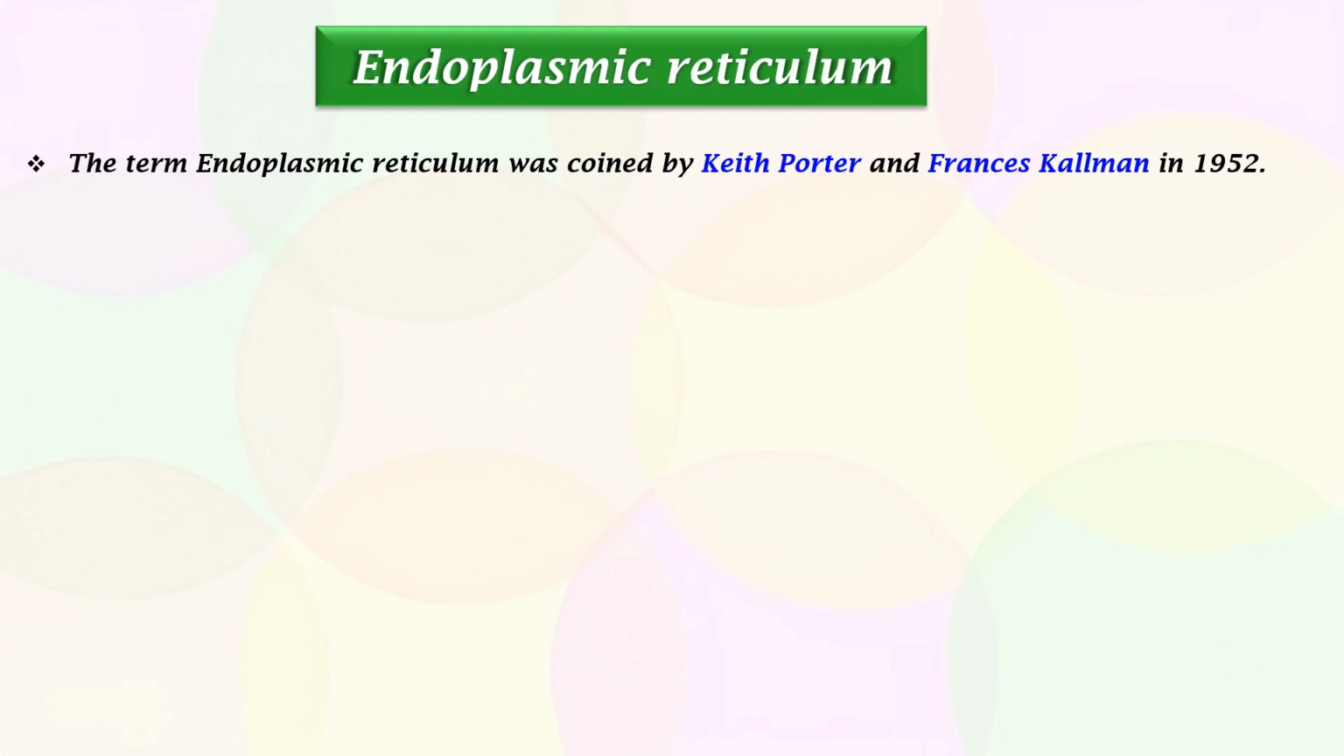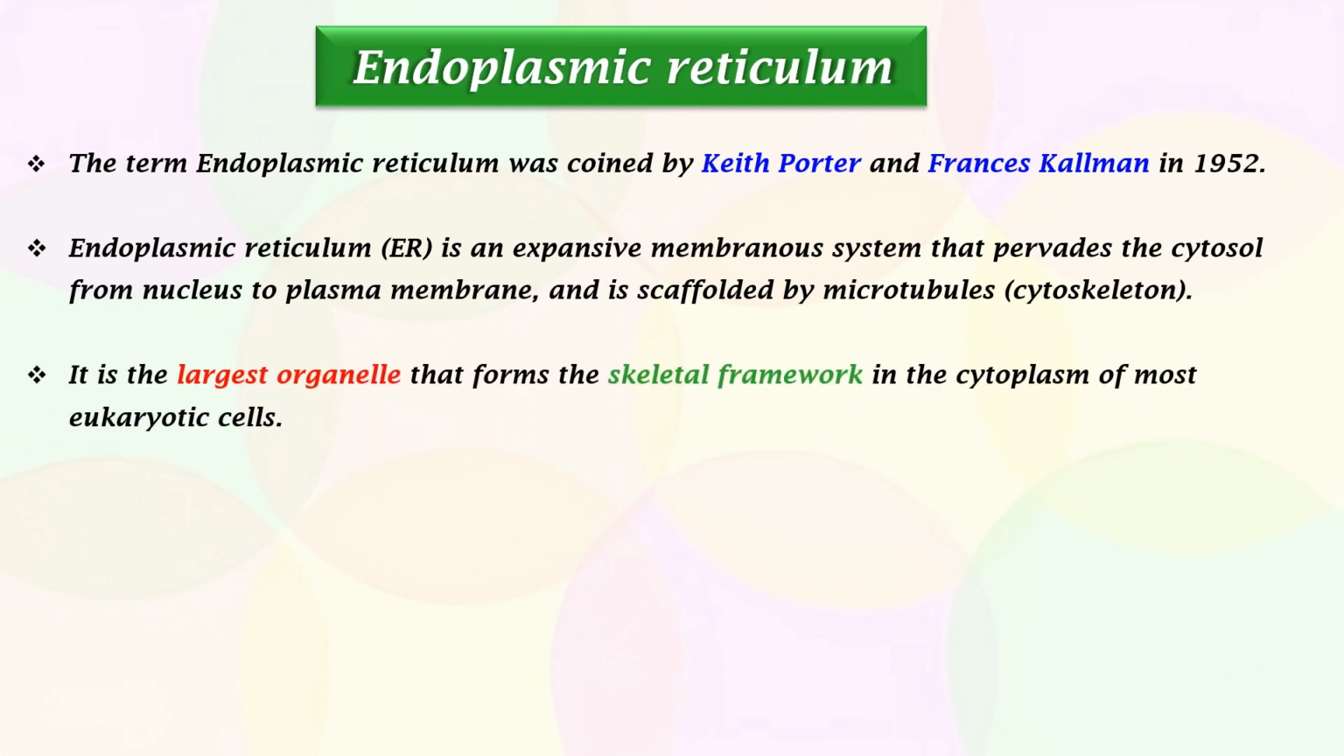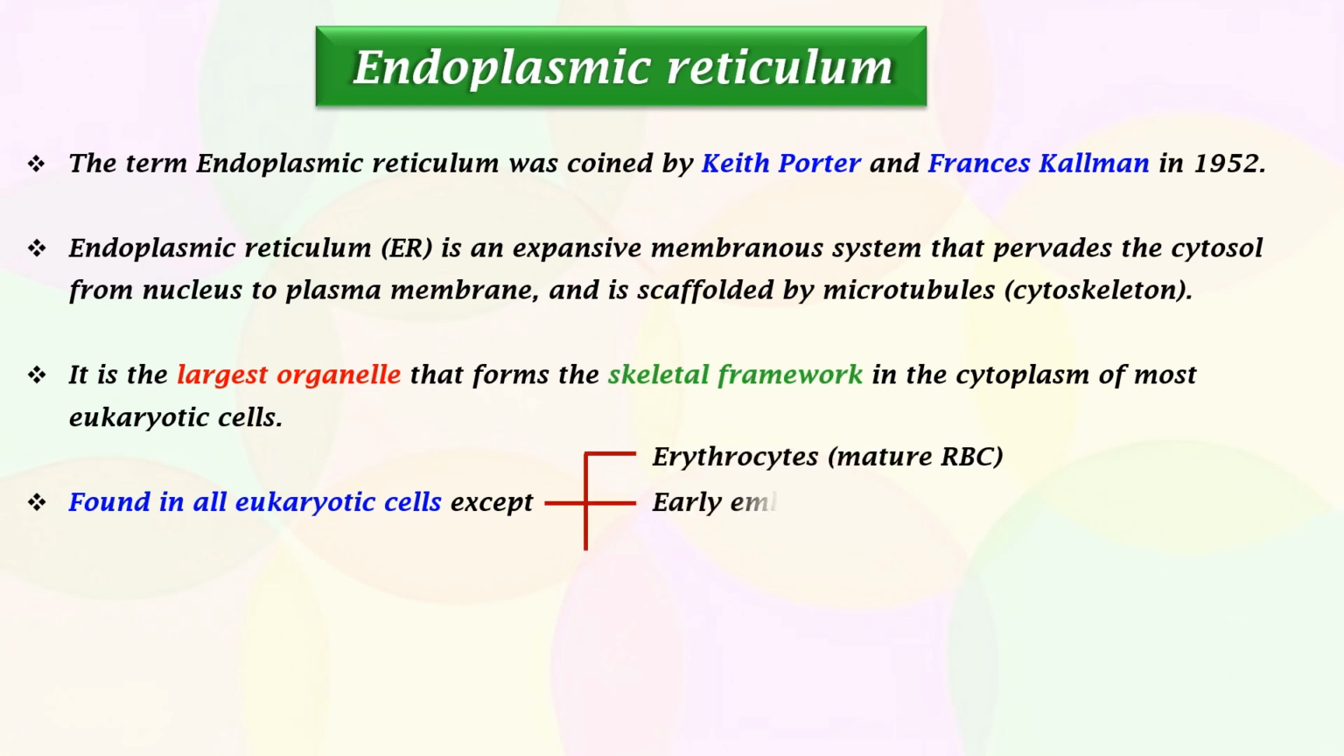The term endoplasmic reticulum was coined by Keith Porter and Francis Cullman in the year 1952. Endoplasmic reticulum, abbreviated as ER, is an expansive membranous system that pervades the cytosol from nucleus to plasma membrane and is scaffolded by microtubules. ER is the largest organelle that forms the skeletal framework in the cytoplasm of most eukaryotic cells. Endoplasmic reticulum is found in all eukaryotic cells except erythrocytes, early embryonic cells, and some egg cells.